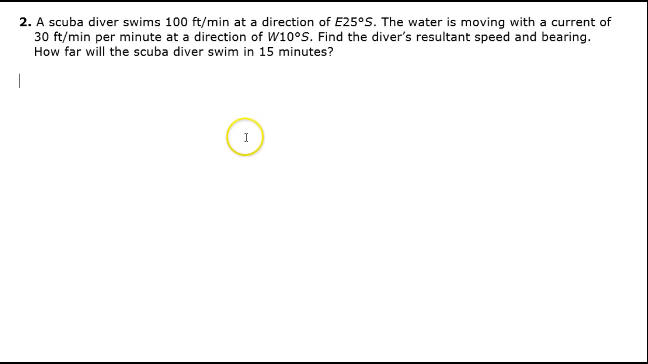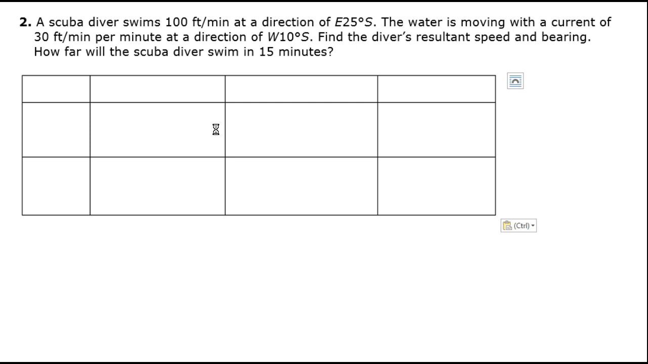Let's do one more problem. And again, let's stay organized by using a chart like this one. A scuba diver swims 100 feet per minute at a direction of east 25 degrees south. The water is moving with a current of 30 feet per minute at a direction of west 10 degrees south. Find the diver's resultant speed and bearing. How far will the scuba diver swim in 15 minutes?